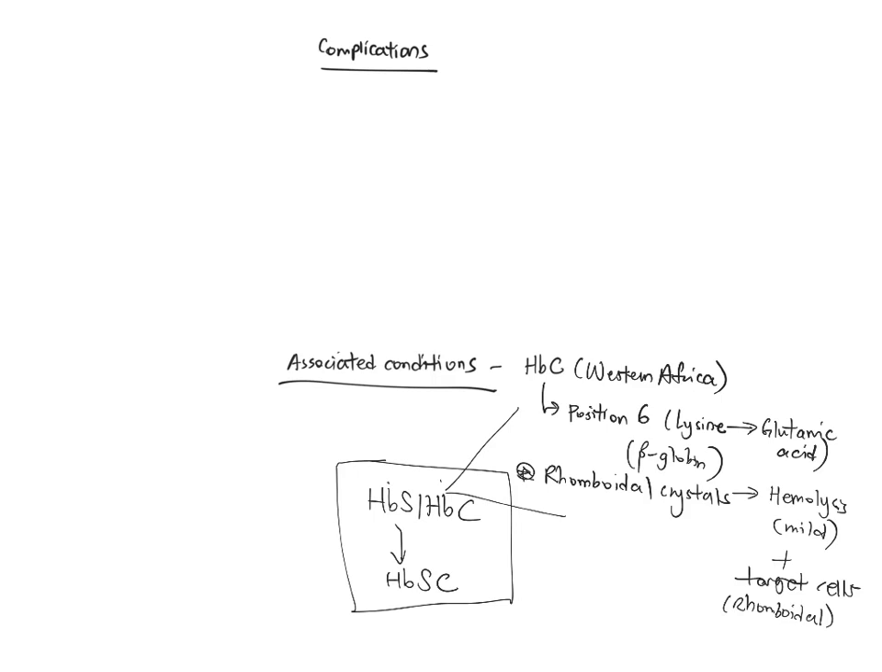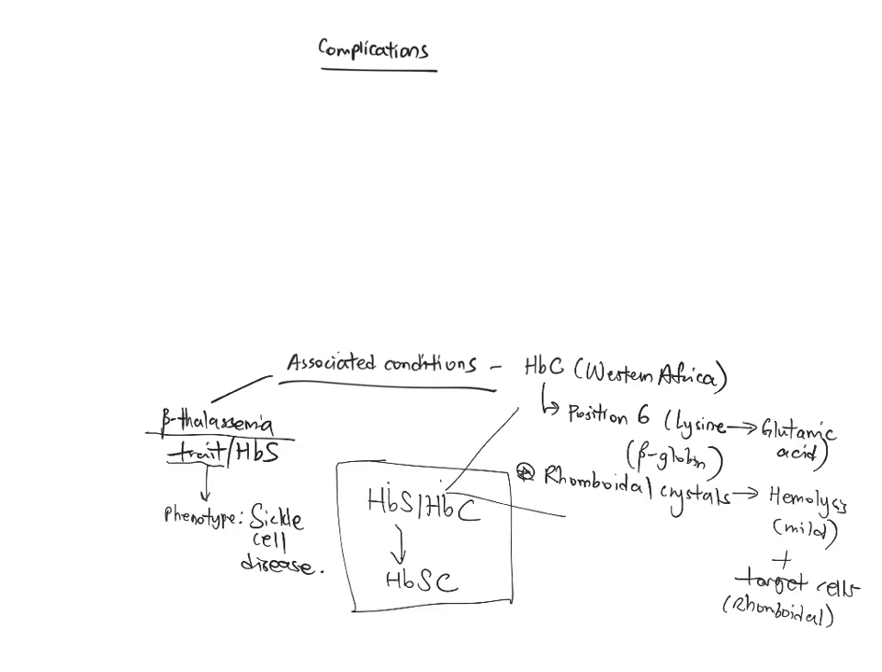Another commonly associated condition is the beta thalassemia trait in combination with hemoglobin S. So when this happens, the primary phenotype is a sickle cell disease. And I'll discuss more about beta thalassemia in a separate video, and other forms of thalassemia as well.